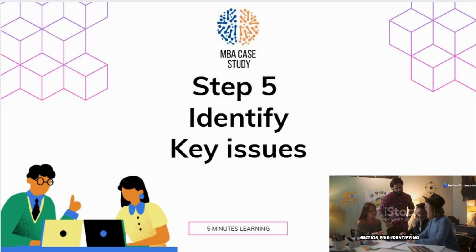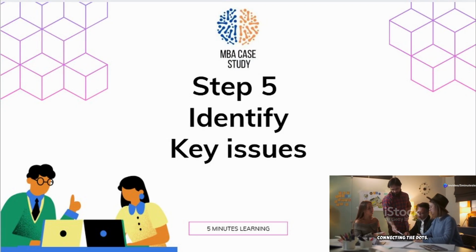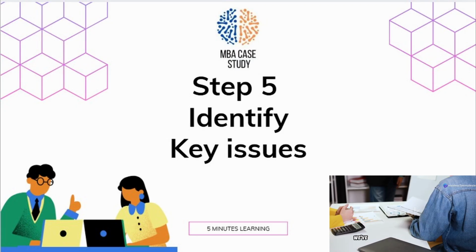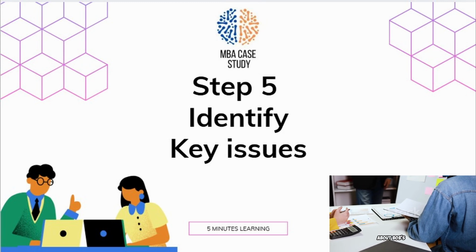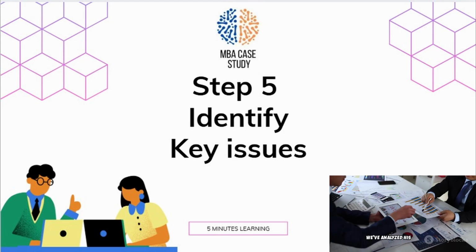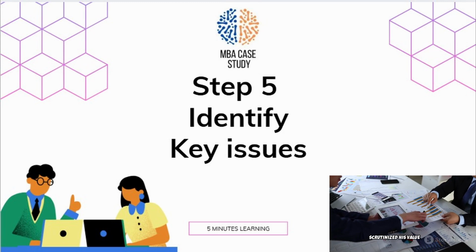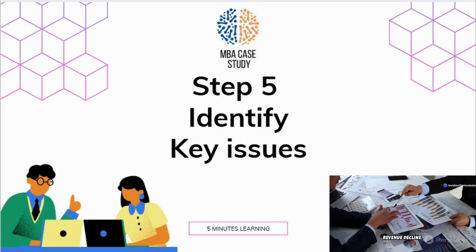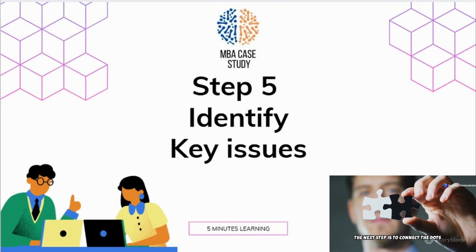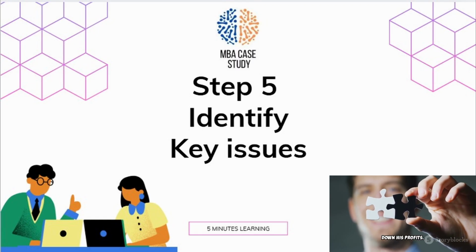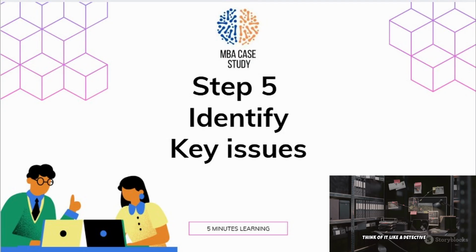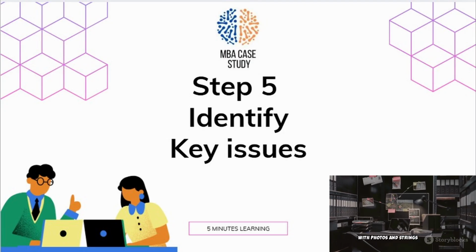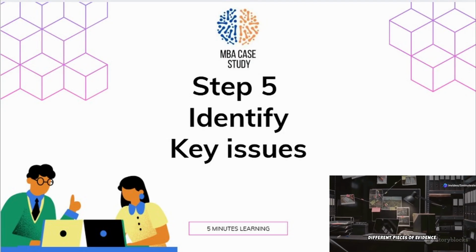Section 5. Identifying key issues, connecting the dots. By now we've gathered a wealth of information about Bob's business. We've analyzed his financials, scrutinized his value chain, and investigated potential causes for his revenue decline. The next step is to connect the dots and identify the key issues that are dragging down his profits. Think of it like a detective board, with photos and strings connecting different pieces of evidence.